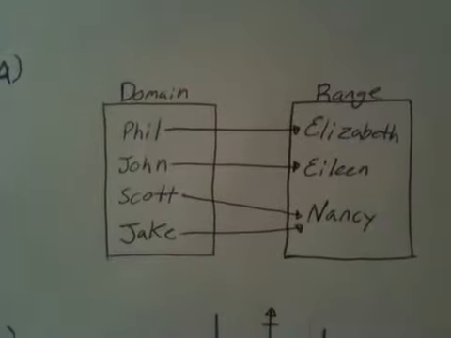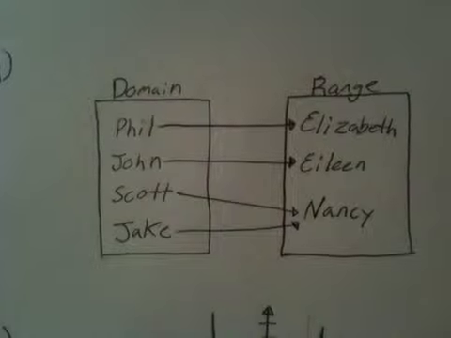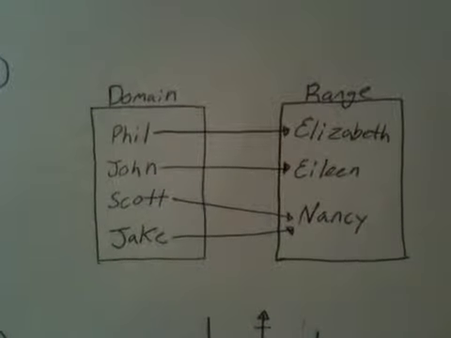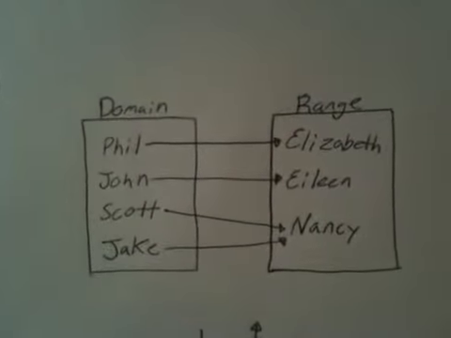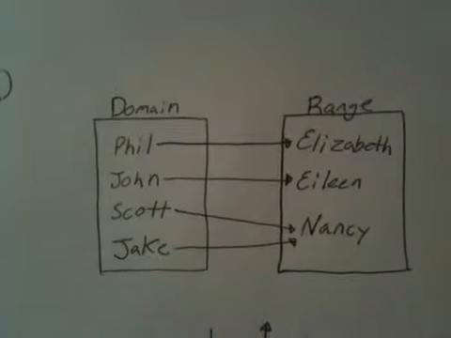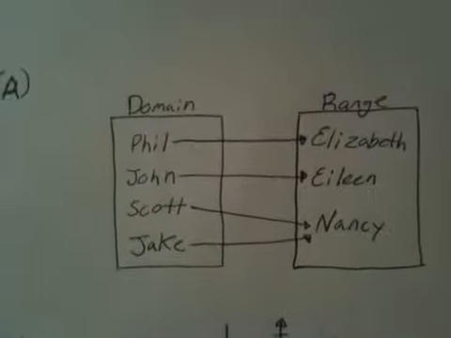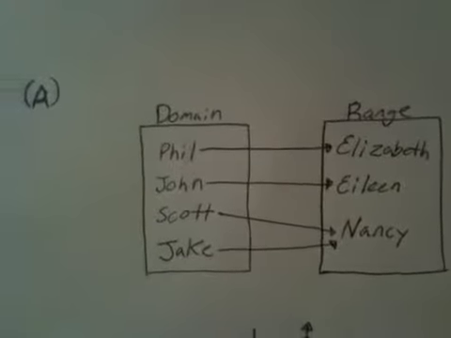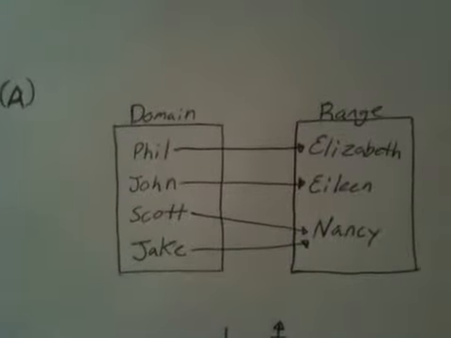First, we check the domain. We have Phil to Elizabeth, John to Eileen, Scott to Nancy, and Jake to Nancy. Since every variable in the domain goes to only one variable in the range, then we have completed the first half of the criteria for a 1-to-1 function.